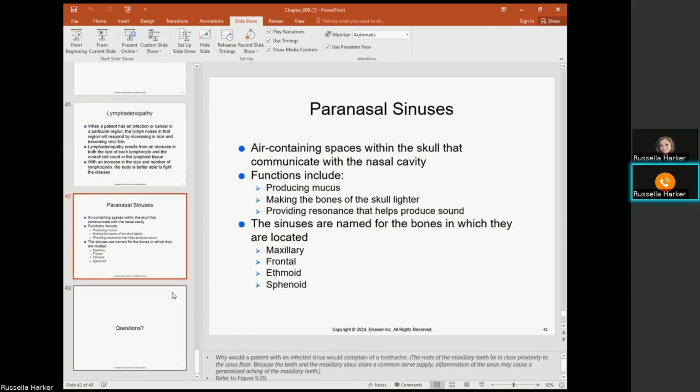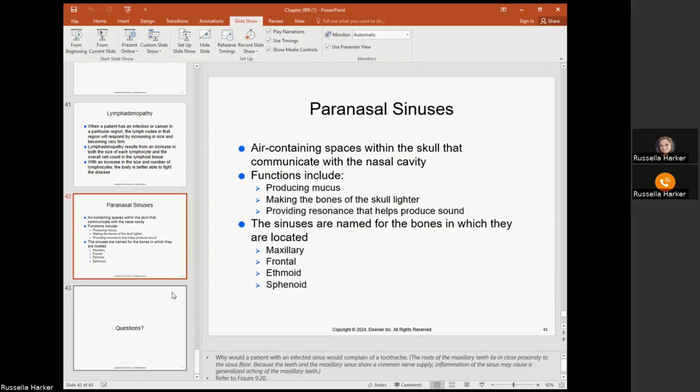And the last thing is your paranasal sinuses. They're air-containing spaces within the skull that communicate with the nasal cavity. Their functions include producing mucus, making the bones of the skull lighter, and providing resonance that helps produce sound. The sinuses are named for the bones in which they are located. We have maxillary, frontal, ethmoid, and sphenoid.